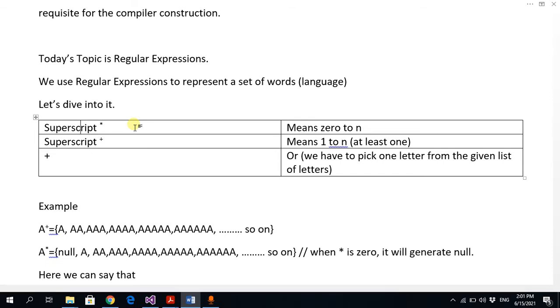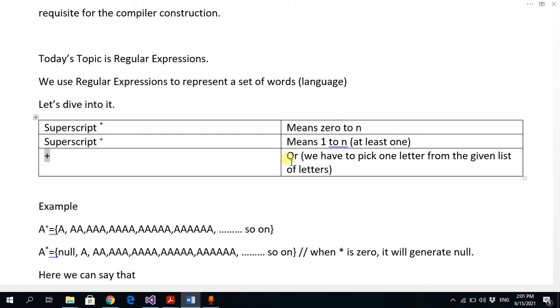This is a superscript star. This symbol means 0 to n. It means at least 0 and at most n entities. Then we see a superscript plus sign, and this means 1 to n, meaning at least 1, but there is no upper limit. And similarly, a simple plus sign will be like OR. If you have a list of letters separated by this plus sign, it means we will choose one letter at a time from the given list of letters.